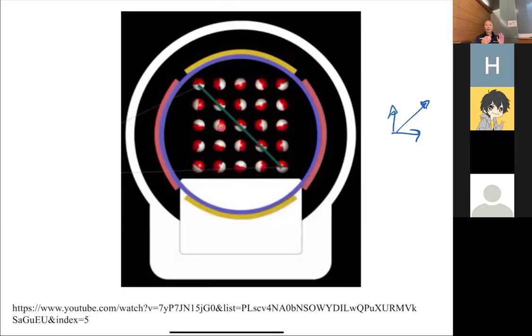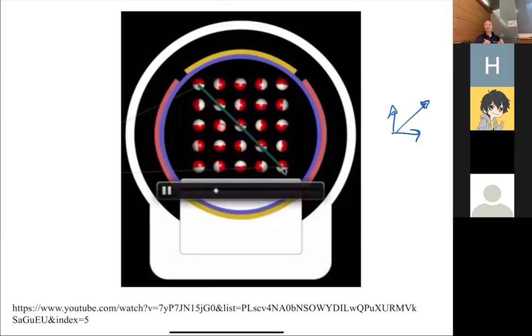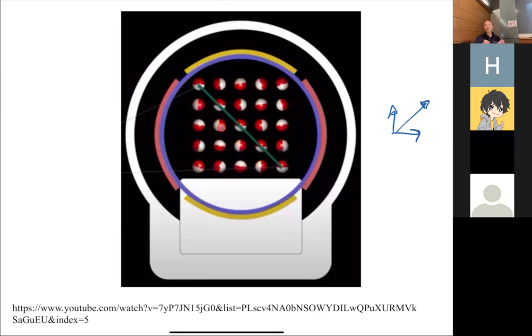So that's the basics behind what's going on in an MRI system. We're just making spins go at different frequencies, and then we're looking at that at different points in time.